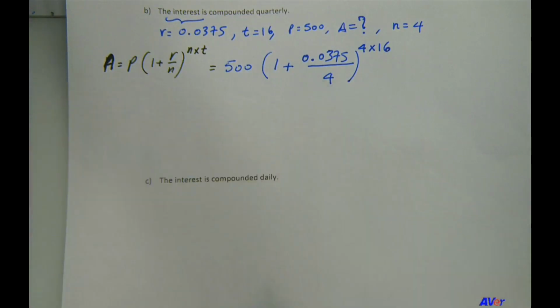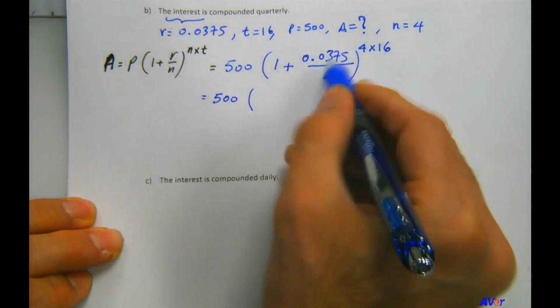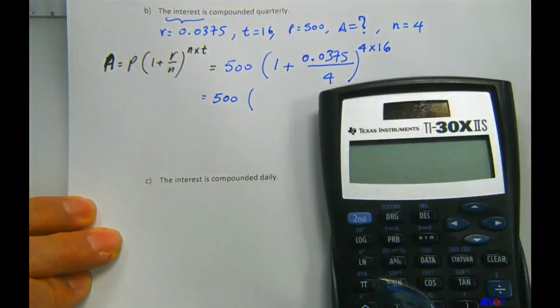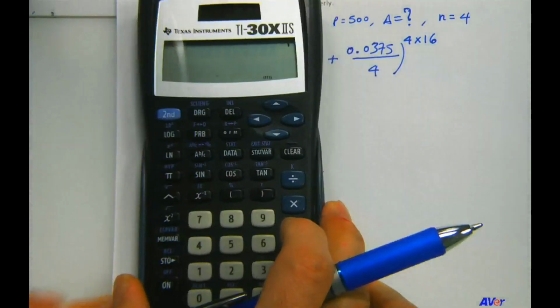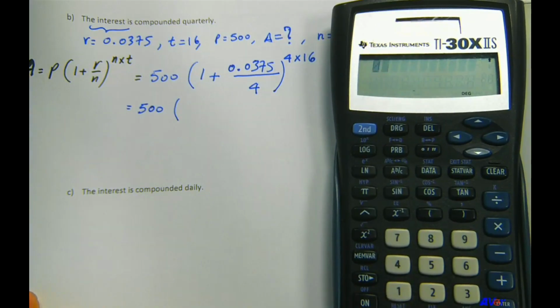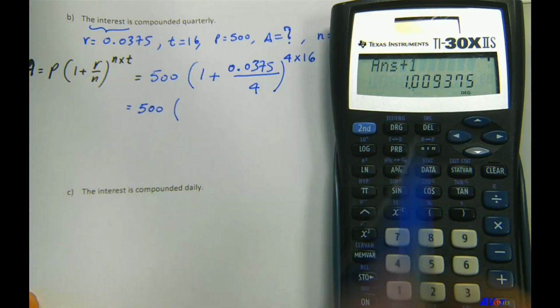So once again, we have to observe the order of operations. So 500 stays where it is. Let's divide 0.0375 by 4 and add 1 to it. Let's see where I can put this so you can see it better. Maybe this way. That's better, right? So 0.0375 divided by 4, it's that, plus 1.